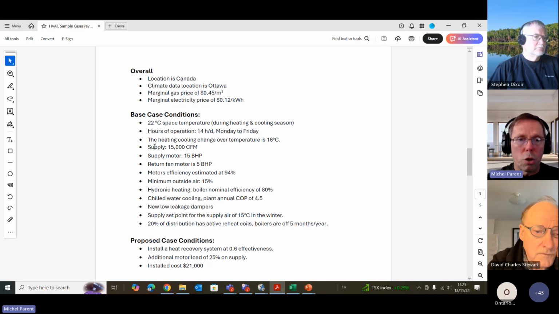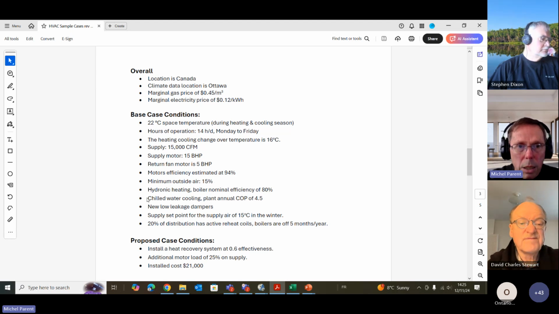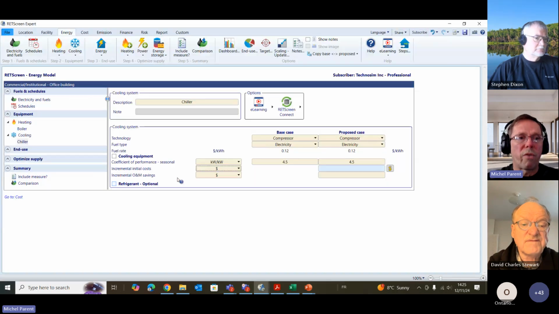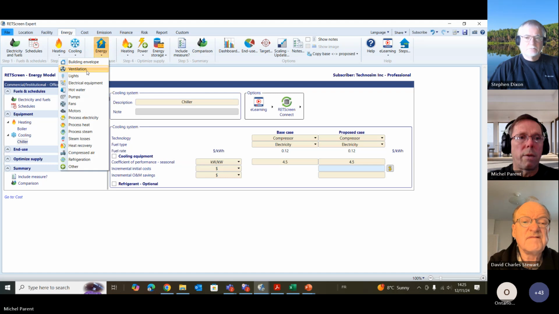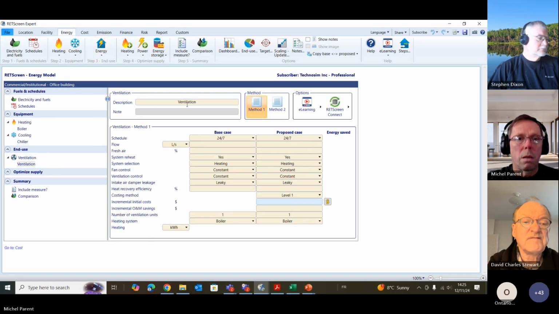It's got both a supply and a return fan motor, and it's got 15% outside air. There is nothing that says that air is direct exhaust. So we're only defining that system in terms of airflow. So we're going ventilation, constant volume system. It's a recirc system, so we're using method 1.